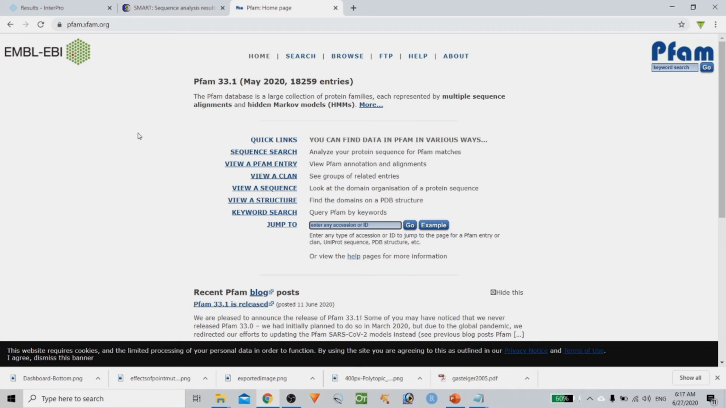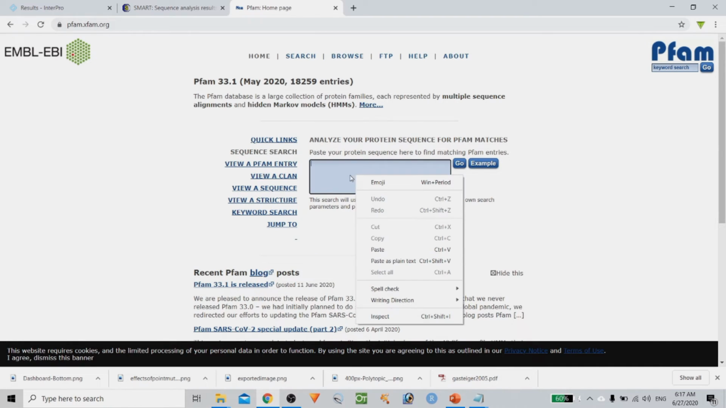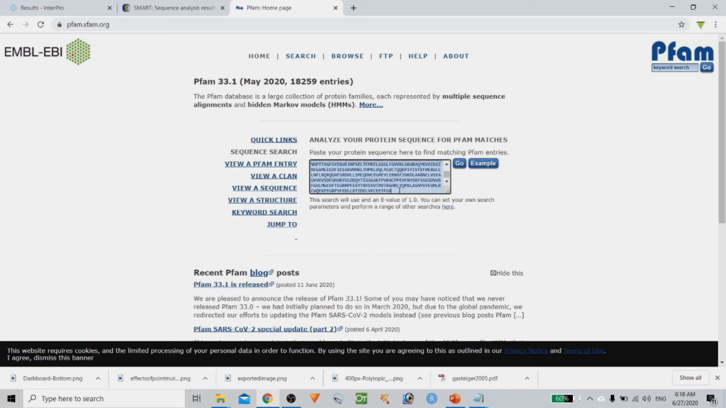Okay, so it is maintained by the same EMBL-EBI centers. Here as input you can give anything, like the ID number or keywords, or your sequence. We are going to give the same sequence. Okay, just go for it.